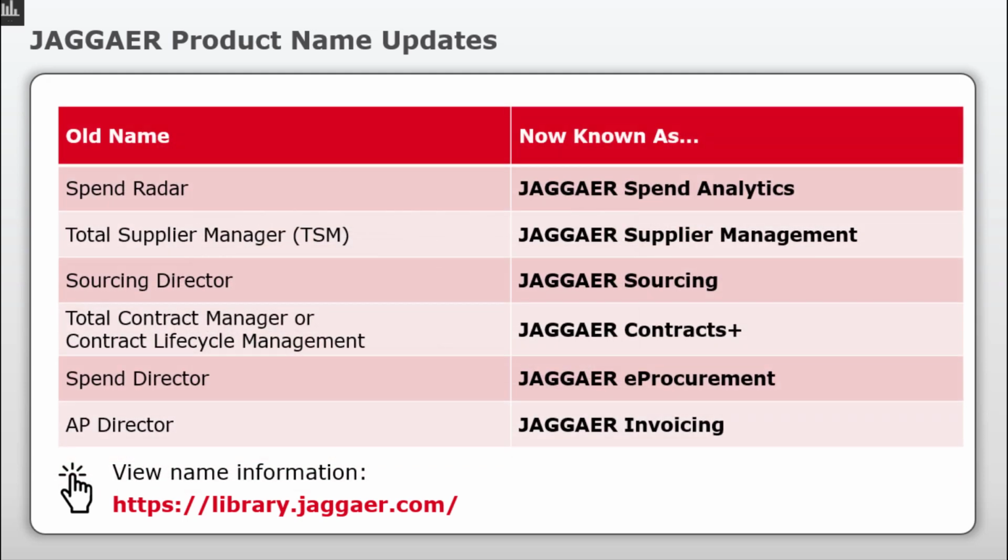This video will focus on the modules that are part of the product portfolio formerly referred to as JAGGAER Indirect: JAGGAER Spend Analytics, originally named Spend Radar; JAGGAER Supplier Management, formerly TSM or Total Supplier Manager; the Sourcing Solution, formerly called Sourcing Director; our Contracts Plus solution; the e-procurement solution, once known as Spend Director; and the Invoicing solution, formerly called AP Director. If you have any or all of these solutions, this video is for you.